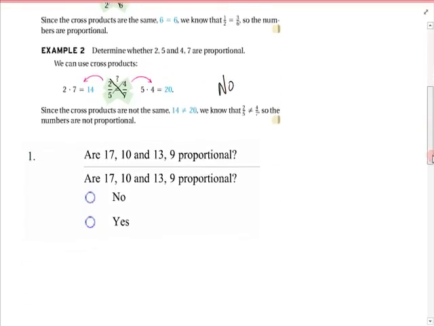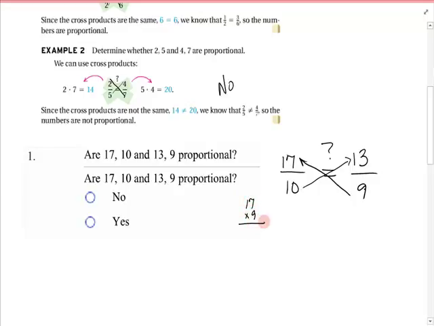So let's look at some. It says 17 and 10. Is that proportional to, so it's a question mark right now, 13 and 9. All right, let's see. It doesn't matter which one you do first, but you have to look at the cross products. One of them is 17 times 9, which is 63. Carry the 6. That's 153 for this cross product. This cross product I can do in my head. 10 times 13 is 130. Those cross products are not the same, so this one is no. They are not proportional.